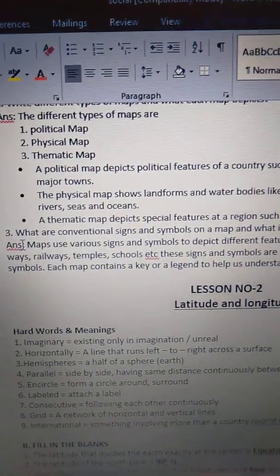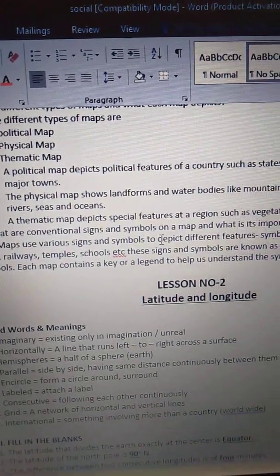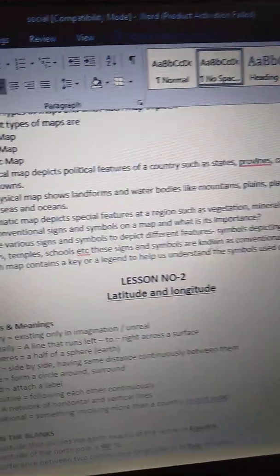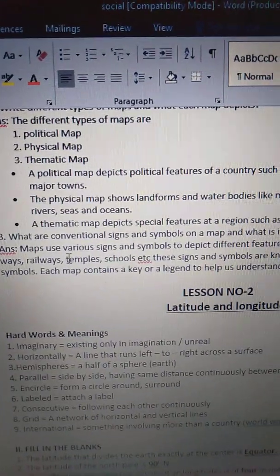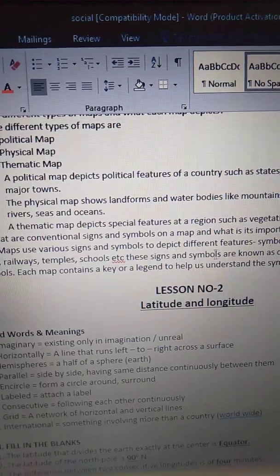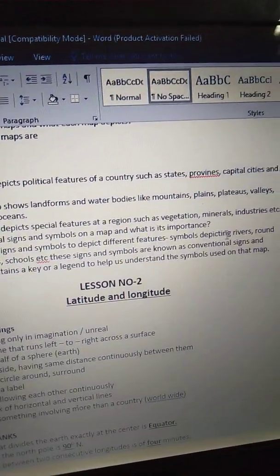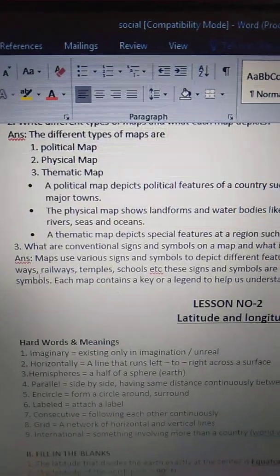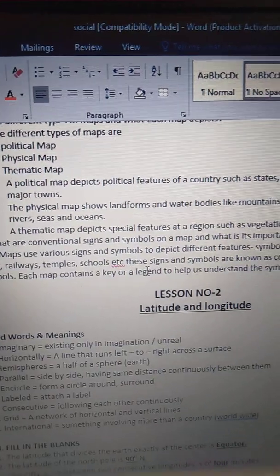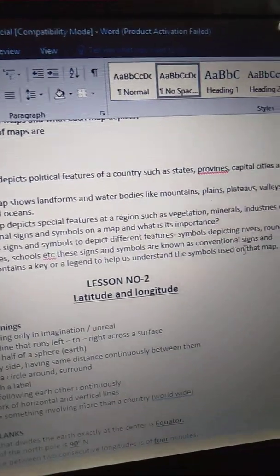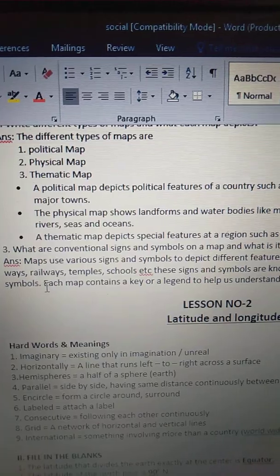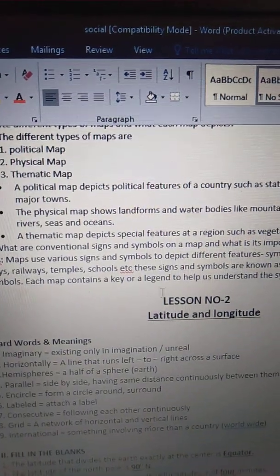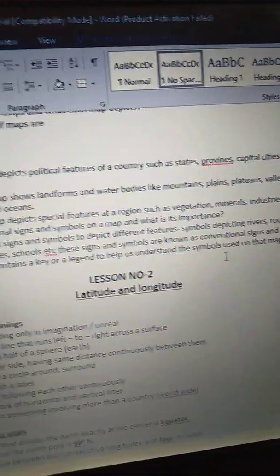See the third question. What are conventional signs and symbols on a map and what is its importance? Maps use various signs and symbols to depict different features. Symbols depicting rivers, roadways, railways, temples, schools, etc. These signs and symbols are known as conventional signs and symbols. Each map contains a key or a legend to help us understand the symbols used on that map.